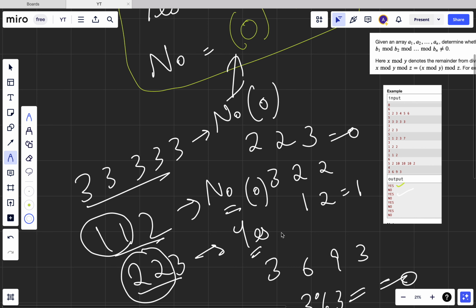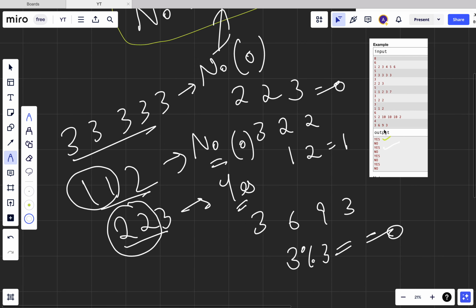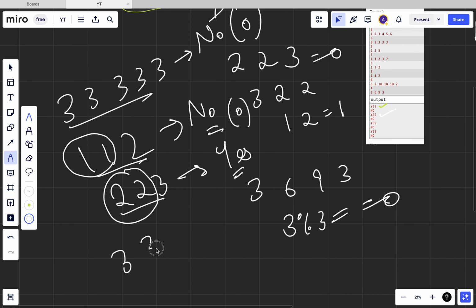Now, what is the speciality that is happening here? Here also you can see 3, 6, 9, 3. If you sort it, what happens? Why am I sorting it?